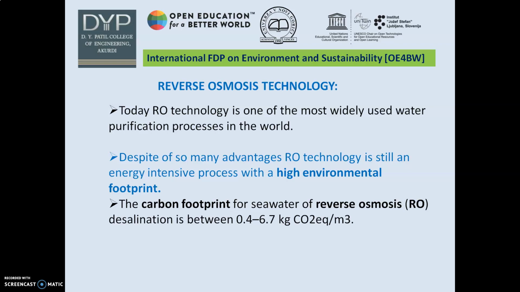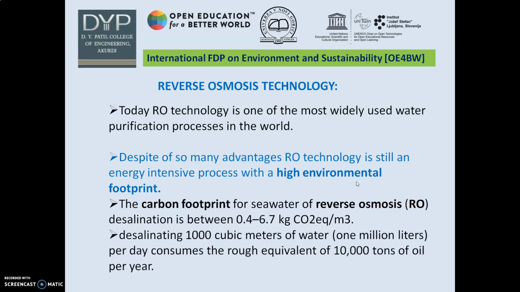The carbon footprint for seawater RO desalination is between 0.4 to 6.7 kg carbon dioxide equivalent per cubic meter of water. That means desalinating 1000 cubic meters of water can contribute as much as 6.7 tons of carbon dioxide emission. Desalinating 1000 cubic meters of water per day consumes the rough equivalent of 10,000 tons of oil per year.